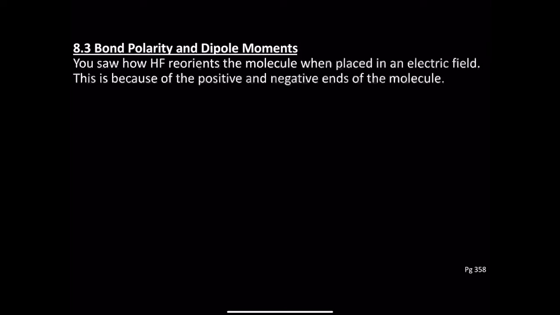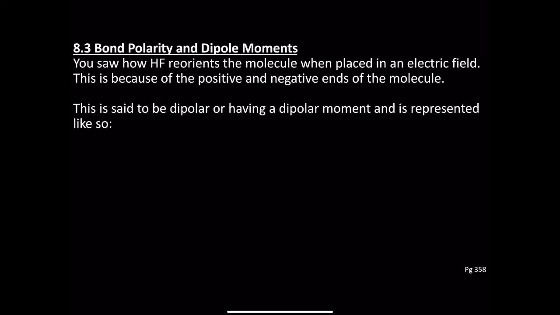All right. Then we get bond polarity and dipole movements. So dipole movements are new for sure. But you see how hydrofluoric acid reorients the molecule when it's placed in the electric field, right? The negative ends of fluorine were drawn toward the positivity of the electric field, and vice versa for the positive ends. And this is because of those positive and negative ends, right? It's said to be dipolar, or having a dipolar movement, if it's represented like this. Okay, so the positive side is on the left, and we've represented it before with that delta plus, but now we're going to represent it with this cross, with the arrow pointing toward the negative dipole movement, and this plus sign over here is the positive side.